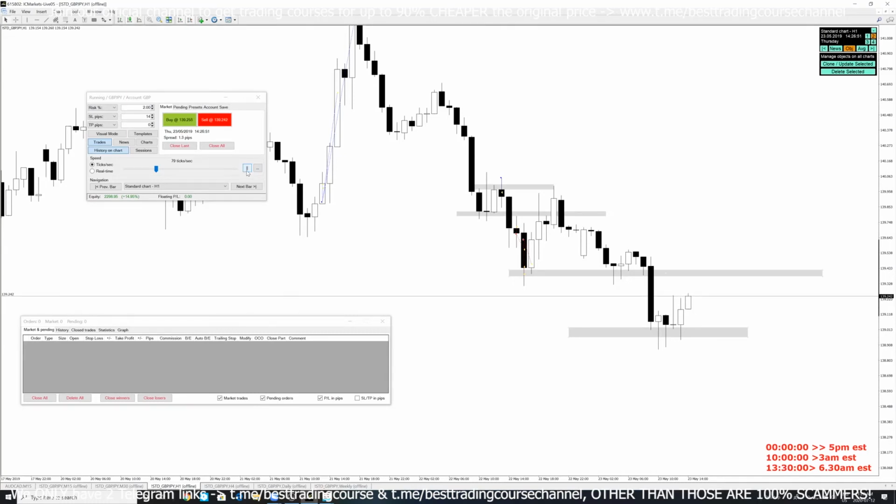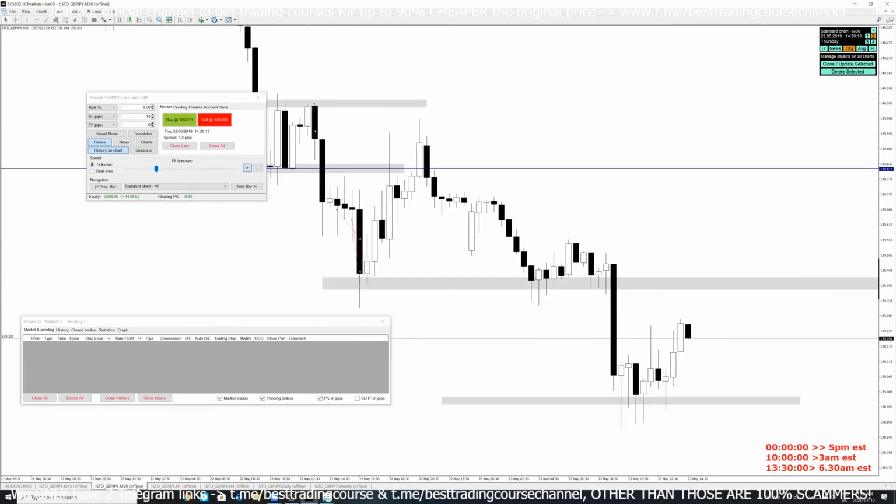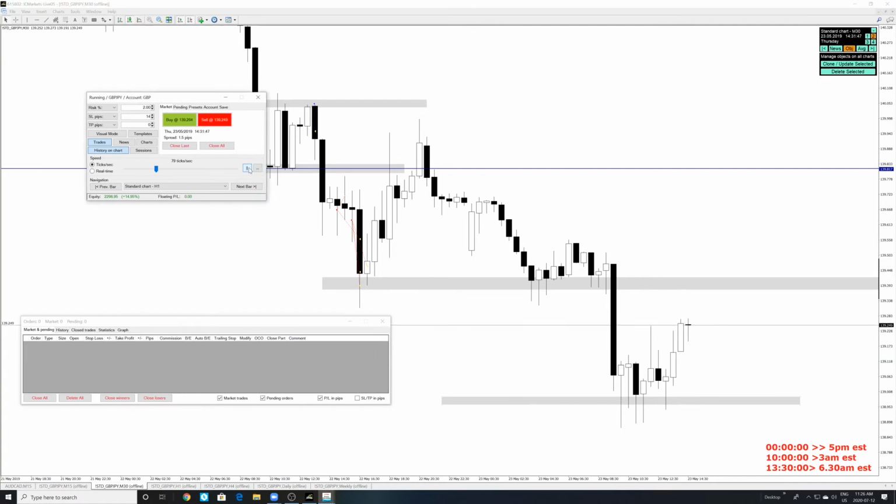We're moving towards the 30-minute candle close here in 3, 2, 1. 30-minute candle has closed up over here. We have a rejection here on the 30-minute, new 30-minute candle start. So we're kind of waiting here now.